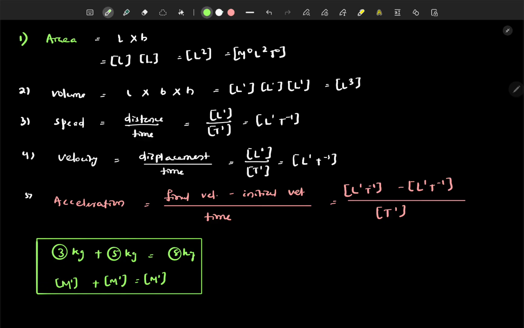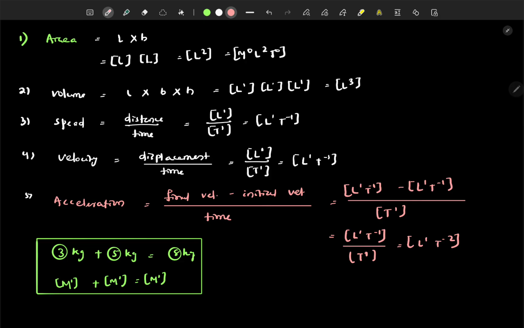So here the numerator part will be L1 T minus 1 minus L1 T minus 1, so it will be L1 T minus 1, divided by T1. So the final answer will be L1 T minus 2. This is the dimension of acceleration.